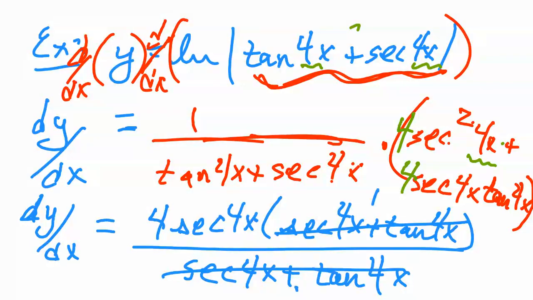Basically these will cancel out to ones here. And what I'm left with is that the derivative of y with respect to x is going to simply be 4 secant 4x. So that's kind of a nice deal there as well.